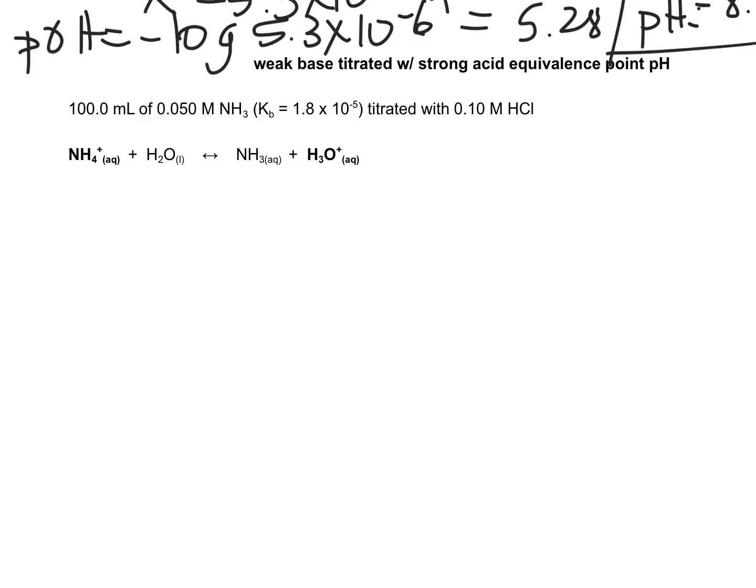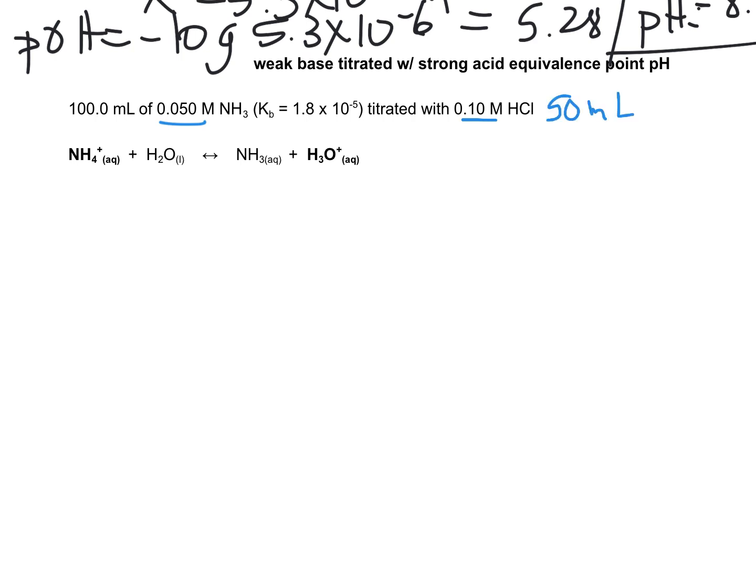So now what about our weak base titrated with a strong acid? Let's once again find that exact pH at the equivalence point. This time we looked at 100 milliliters of 0.05 molar ammonia titrated with 0.1 molar hydrochloric acid. If you look at the titration curve, you will see that the equivalence point occurred at 50 milliliters. We needed only 50 milliliters of hydrochloric acid because the concentration was double the concentration of the ammonia.